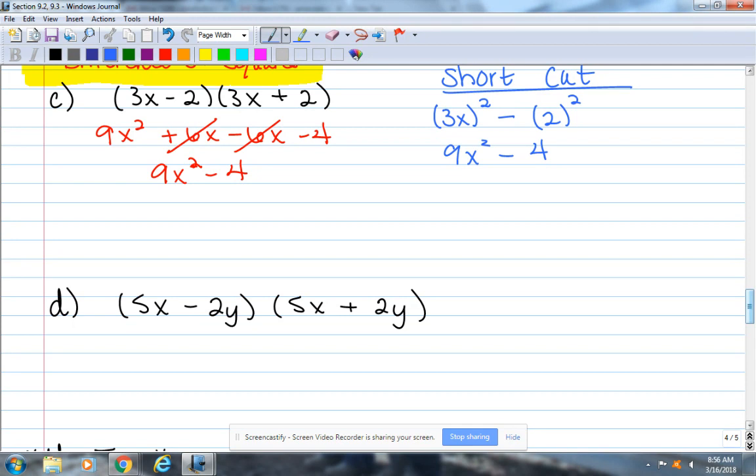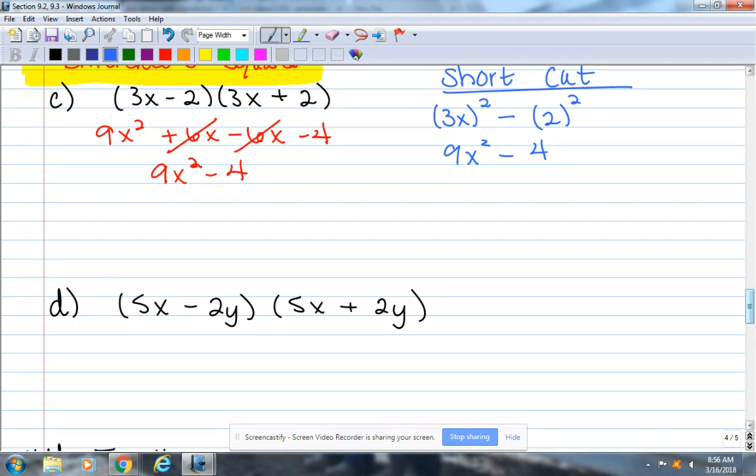The long way is just the FOIL method, so the long way really isn't that long. I mean, it's not like it's a trinomial. So in this section, the worst thing you'll have to do is FOIL method. I mean, that's not that bad, right?